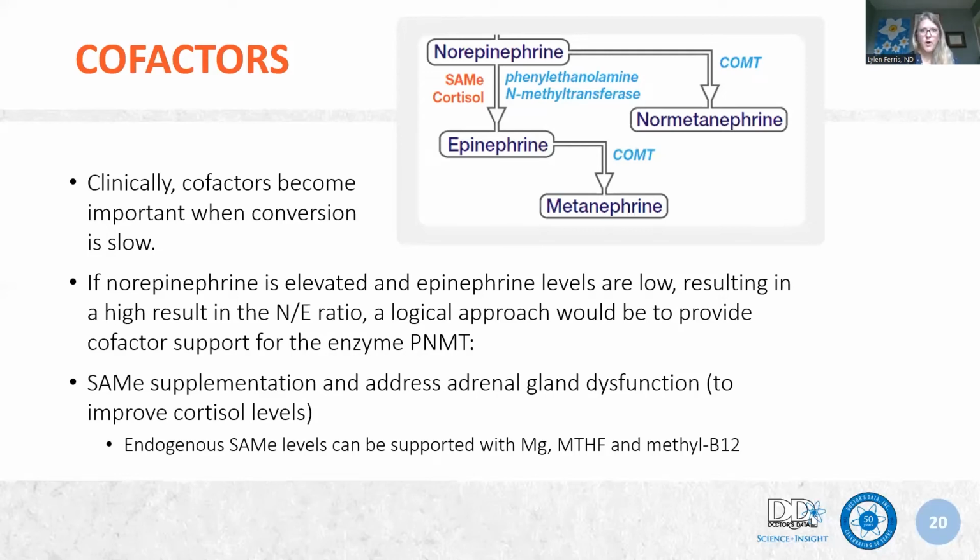Now, let me speak quickly about cofactors. So these are the substances that are essential for an enzyme's activities. Clinically, they become important when conversion is slow. So let's look here at the conversion between norepinephrine and epinephrine. If norepinephrine were elevated and epinephrine were low, we would have to consider that the PNMT enzyme might be a little bit sluggish. And if that were the case, we would consider giving the cofactors that help to fuel the activity. In this case, we're looking at SAMe, or essentially methylation, as well as cortisol. So looking at HPA axis function might be of benefit here.